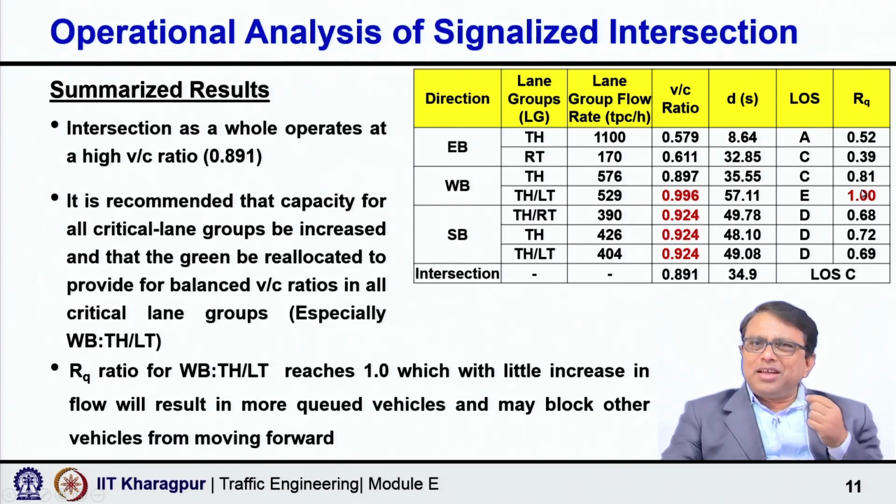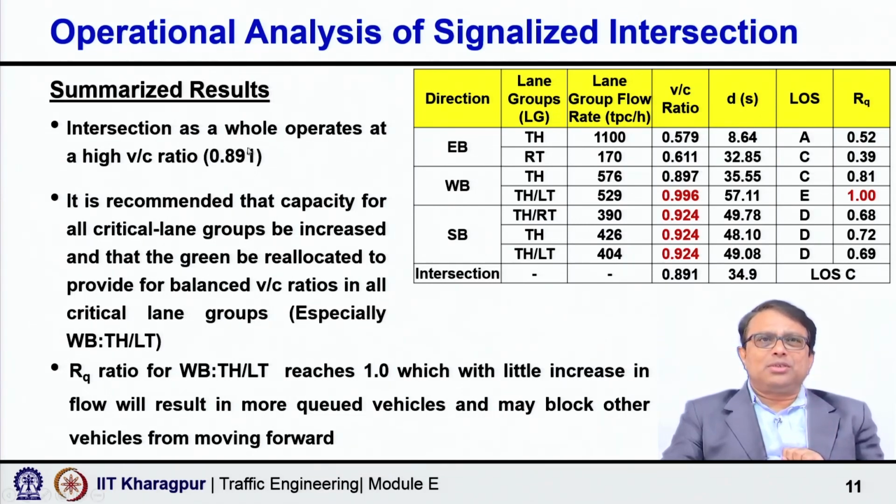That means a slight change in the demand for this lane group will cause your RQ, the Q storage ratio, to be more than 1. So, what is it saying? If you see the overall intersection, 0.891, it is quite a happy situation in that way, right. Not too low, not very close to 1, it is reasonable. I will say yes, that kind of value may be accepted quite comfortably.